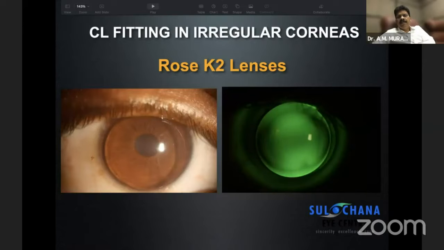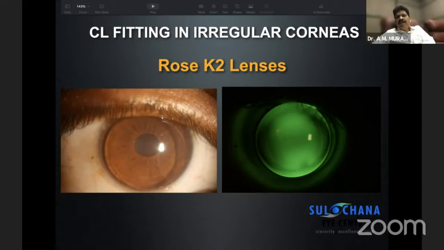Coming to the RGP lenses, the routine RGP lenses have some role in fitting patients, as I said, those who have steepness of less than 45 diopters. But more often than not, you see these patients of keratoconus wherein you may have to depend upon a special contact lens, such as a Rose-K lens.